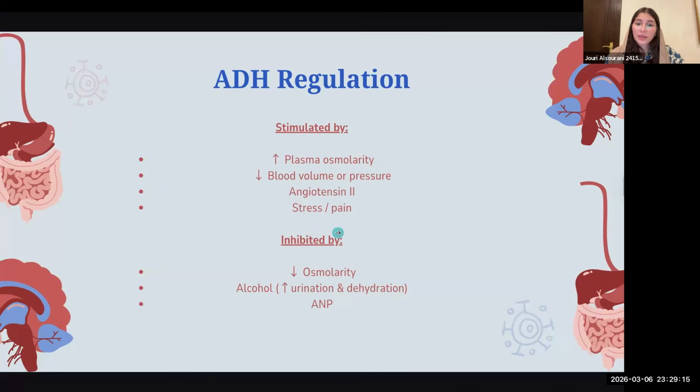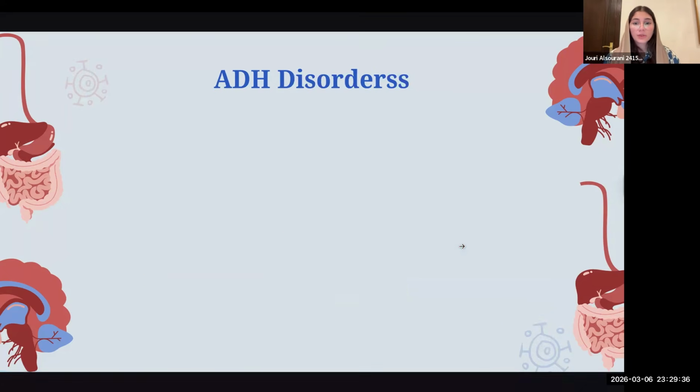And stress and pain. And ADH is then inhibited by a decrease in osmolarity, which makes sense because an increase will stimulate it, a decrease will inhibit it. Alcohol also actually really inhibits ADH because you see that in alcoholics, they always have an issue of chronic urination or dehydration. And finally, ANP. Okay.